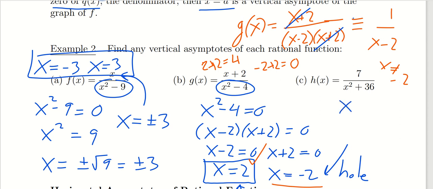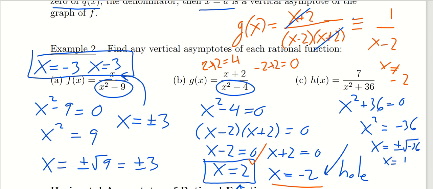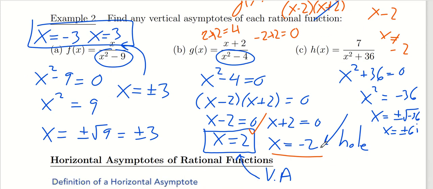For h of x, we're going to do the same thing. Let's solve where the denominator is equal to 0. Using the square root property, you would have x equals plus or minus the square root of negative 36, which is an imaginary value, plus or minus 6i. Because those are not real numbers, they're not going to appear on the graph, so we would see that h of x has no vertical asymptotes. There are no real values that would make the denominator of h equal to 0.